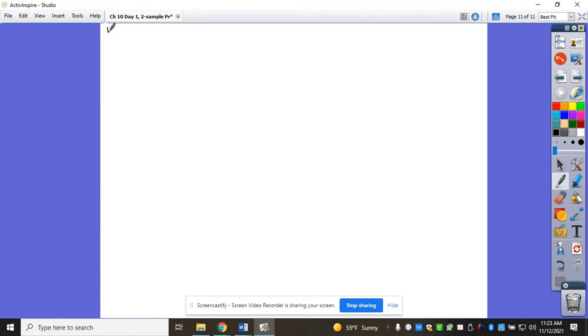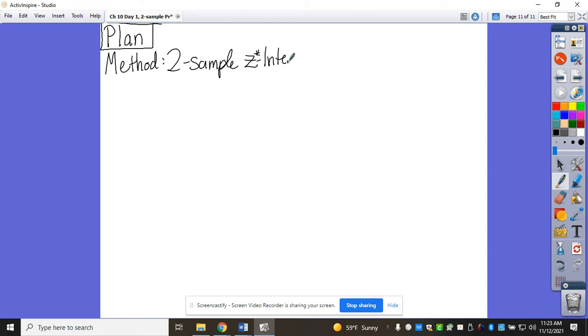Alright, so plan, I'll start with what? Method. And this is a two sample Z interval for difference in proportions.